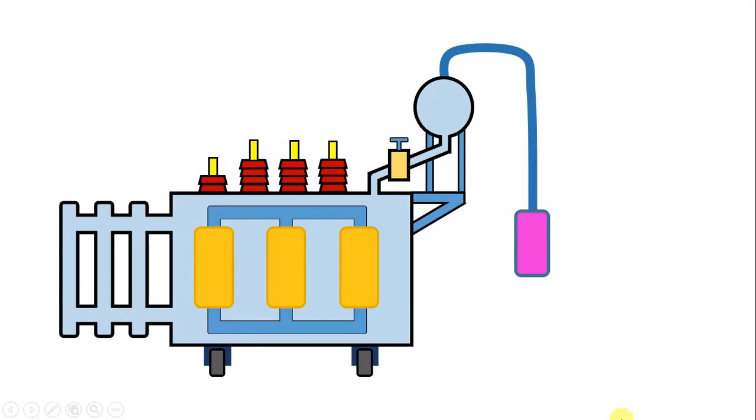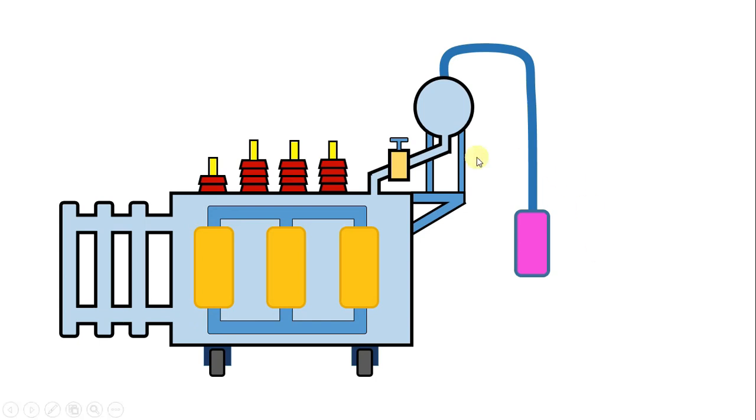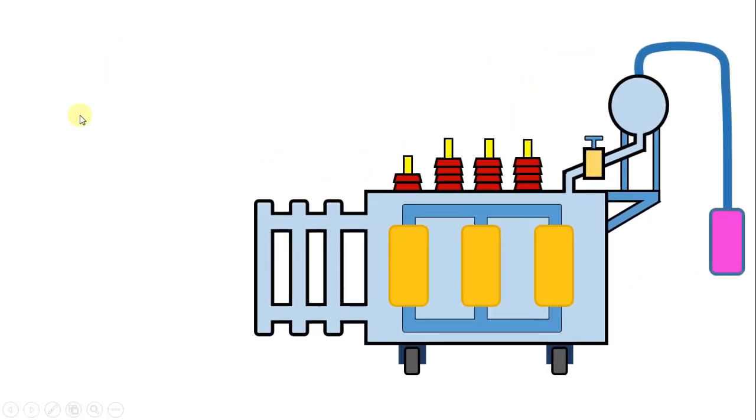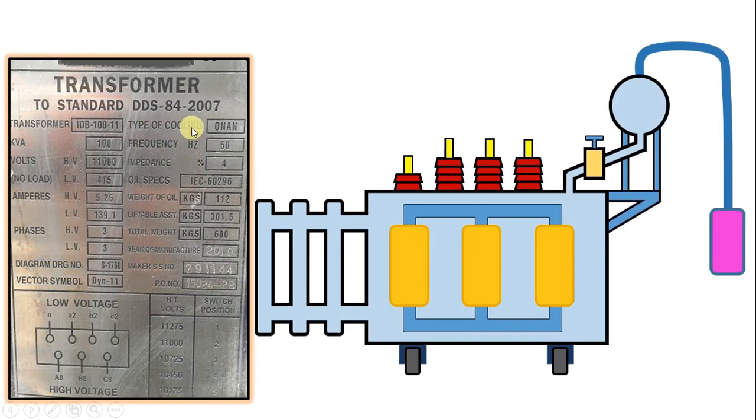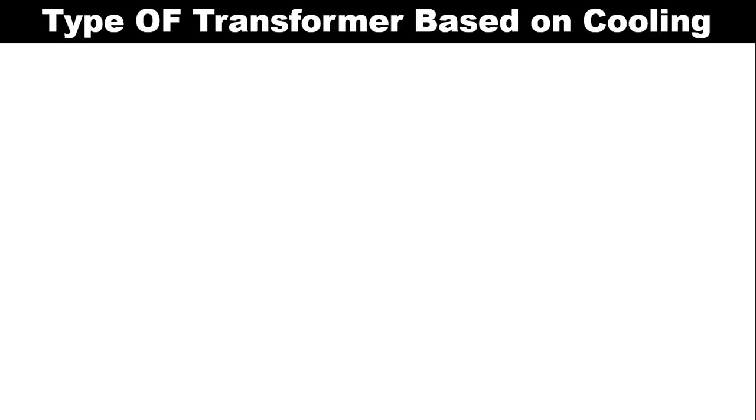Friends, today through this video, we are going to learn in how many ways a transformer is made for cooling. If you ever notice, on the transformer there is a data plate. At a place on the data plate, it is written cooling and in front of it, it is written ONAN. What is the meaning of this ONAN? This is what we are going to learn through this video. Okay then, let's start the video.